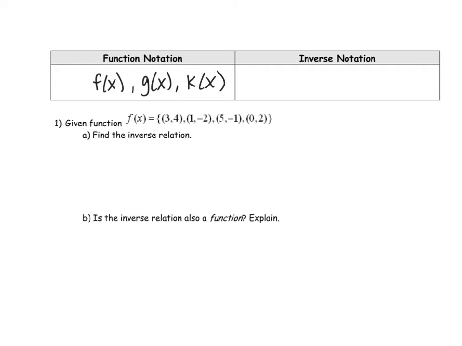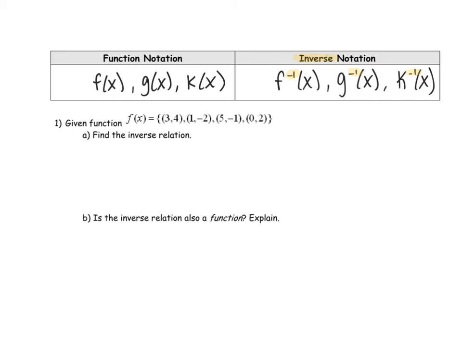So there's something called inverse notation. If I'm asking you to find the inverse of a function, we actually write it as f negative 1 of x, or g negative 1 of x, or even k negative 1 of x. So when you see this negative 1 next to the function, know that we are talking about the inverse. Okay, so we kind of talked about a relation. Here is a function f of x. This is a relation, it's a set of all points. And I'm asking you to find the inverse relation.